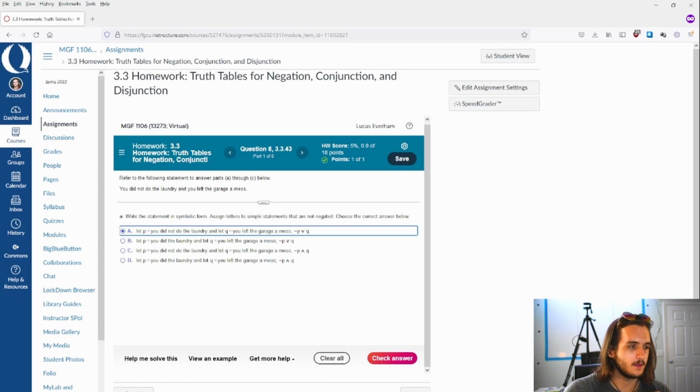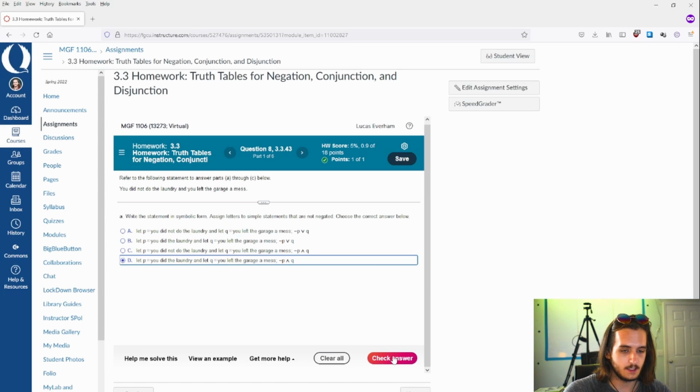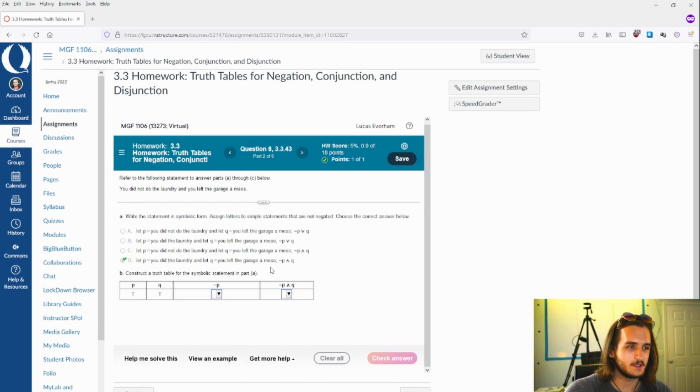Anyway, if P is doing the laundry, then we have a not P flavored thing as well as an "and" there. We have a conjunction. So we need P, you did the laundry, Q, you left it a mess, and the symbol for and. So that would be what happens in letter D. Assuming I can read. Reading under the stress of recording is going to lead to mistakes, but we'll deal with that as it comes.